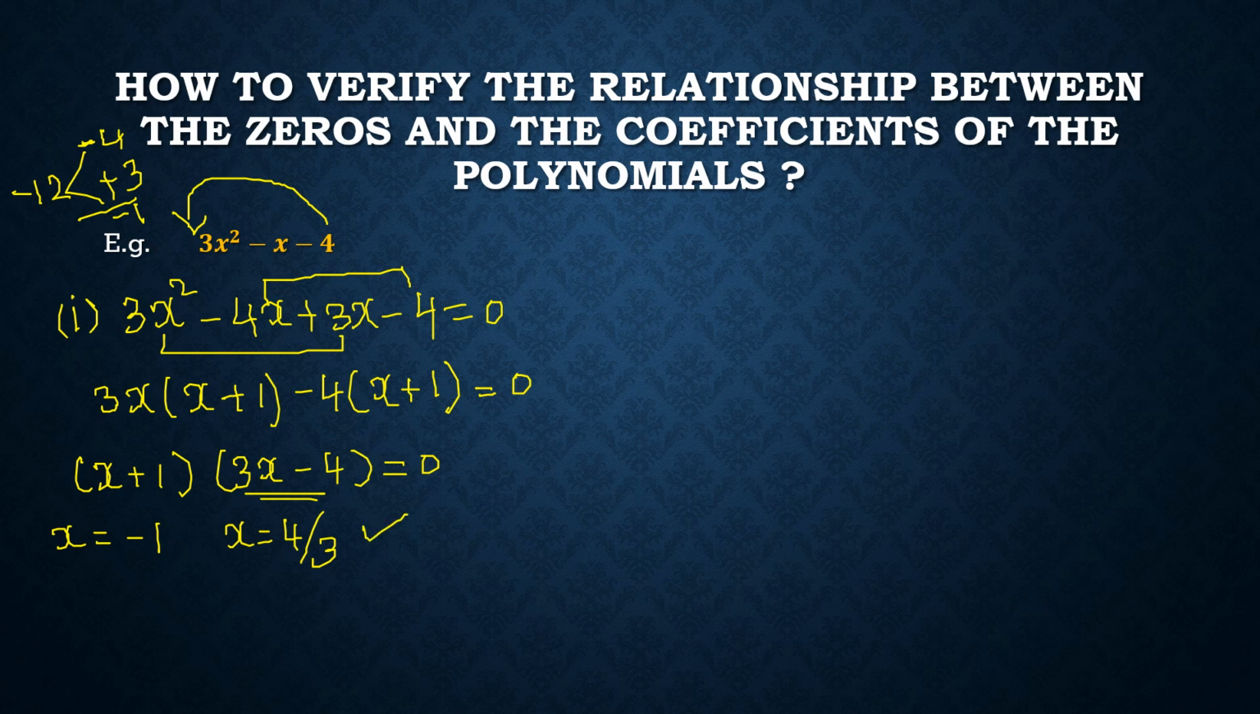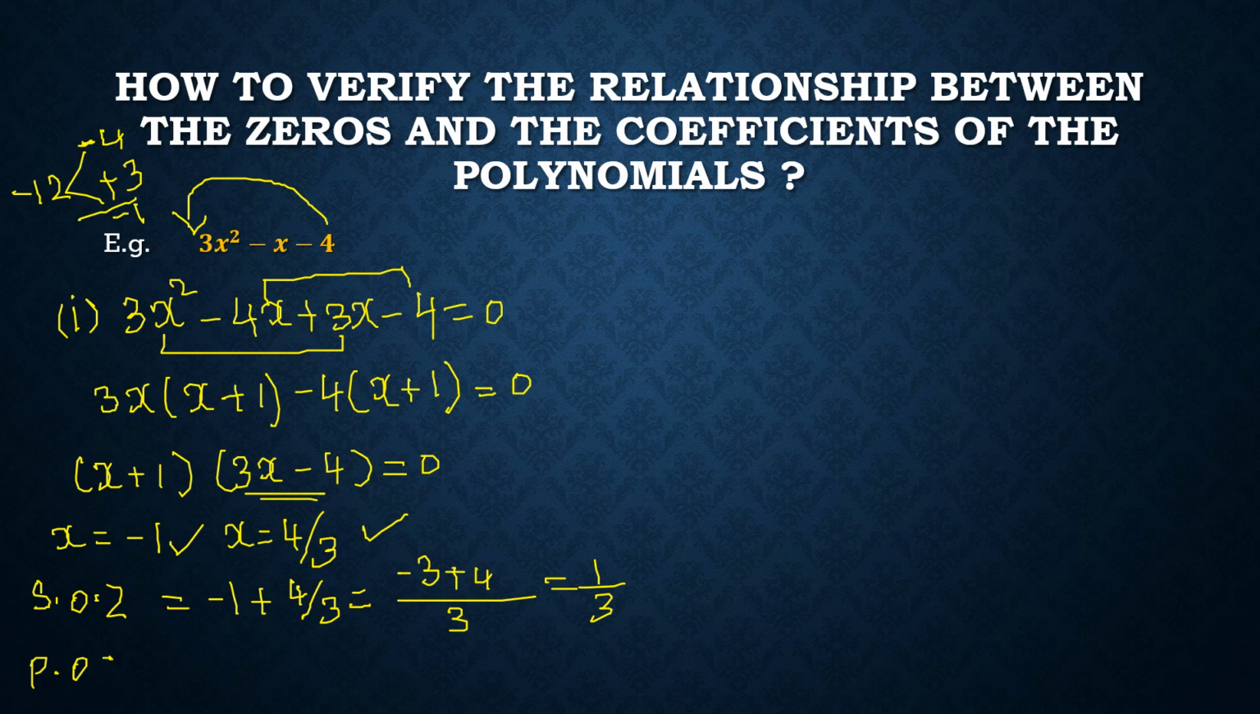Since it's a quadratic polynomial, we got two zeros of the polynomial. So now we are going to add these zeros. SOZ is nothing but sum of zeros. So I'm just adding the two zeros I got by factorization. Take the LCM because of different denominators. So minus 3 plus 4 gives 1 by 3. When I add it, I got 1 by 3. Now we are going to multiply them. Minus 1 into 4 by 3, so we will get minus 4 by 3. This is our first step when a problem comes for verification.